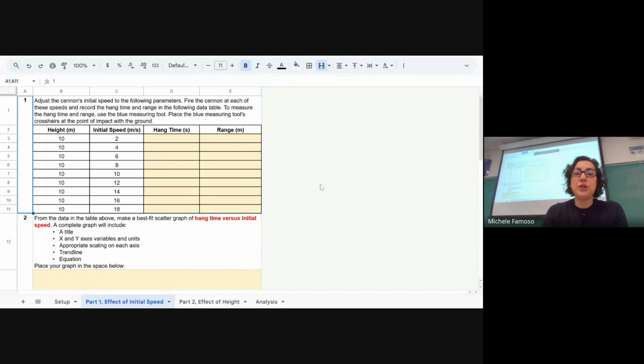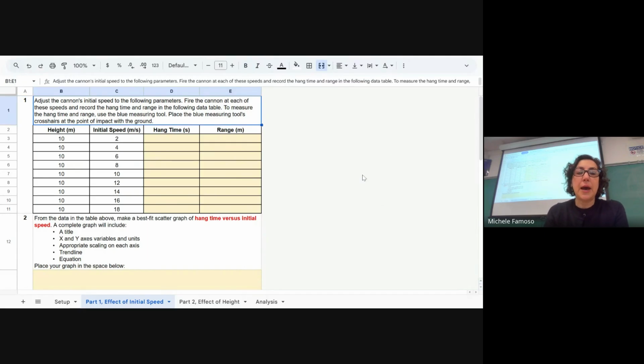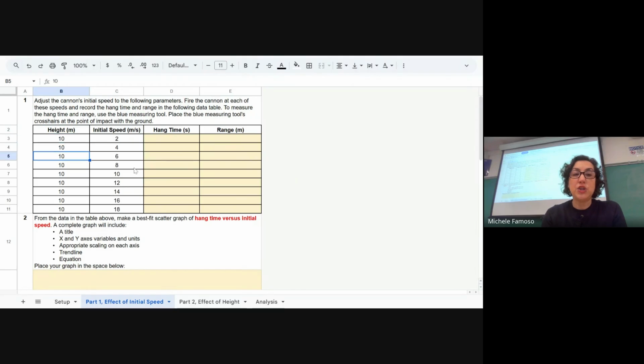All right. So look at what we're going to do here. It tells us right at the top to adjust the cannon's initial speed to the following parameters. We will then fire the cannon at each of these speeds and then record the appropriate hang time and range in this data table. Now, to measure the hang time and the range, we're going to use a blue measuring tool. I'll show you how to do this for the first one. So notice we're going to keep the height for each of these at 10 meters. We're going to start off with an initial speed of 2 meters per second. So let's do this together.